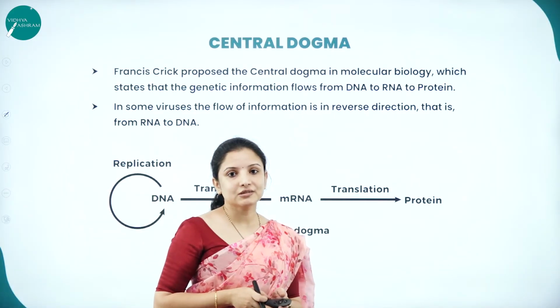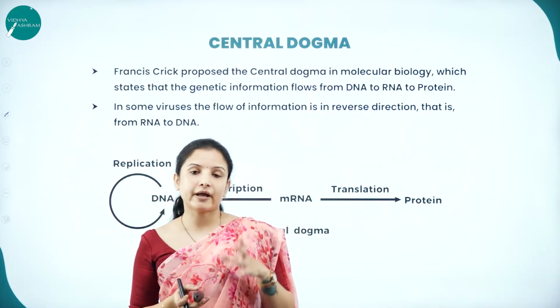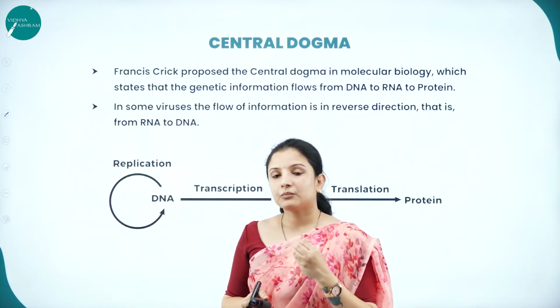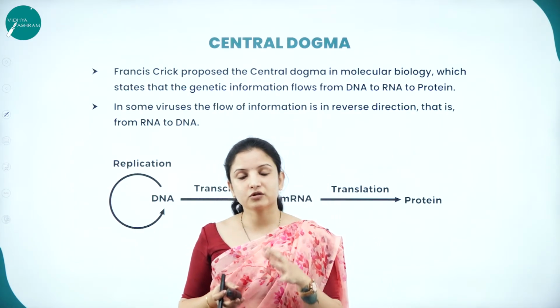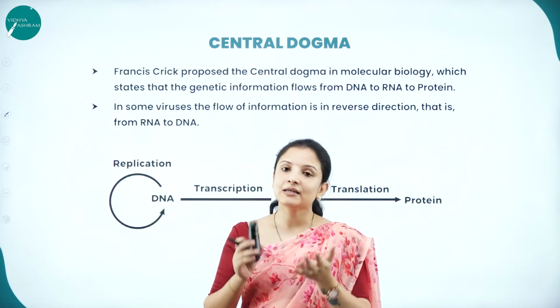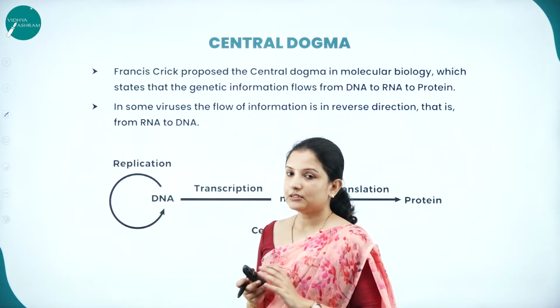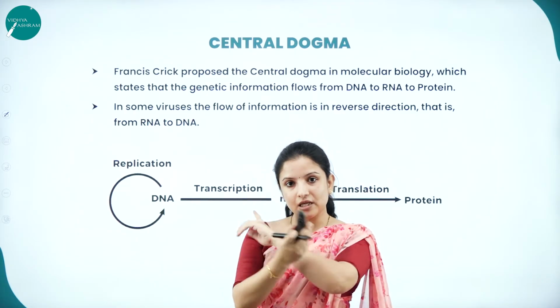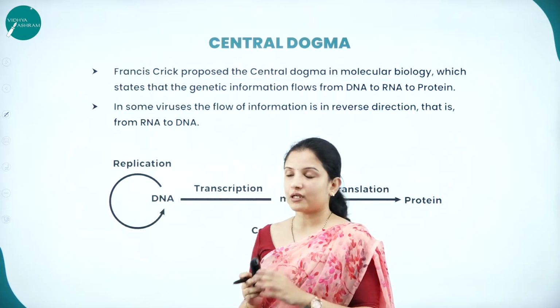So, this was about the structure of the DNA, and the complete credit for this structure goes to Watson and Crick, because they were the ones who suggested that DNA is a double helical structure. So, it is helical in nature and it is made up of two strands.